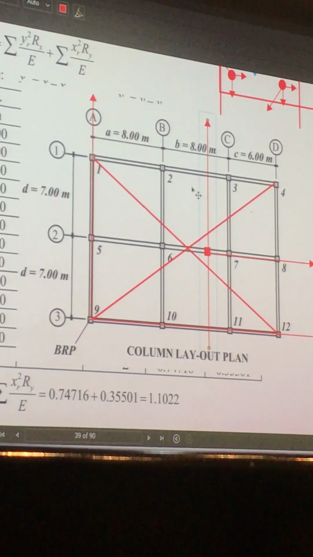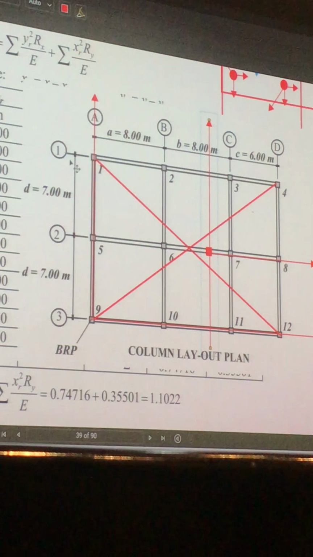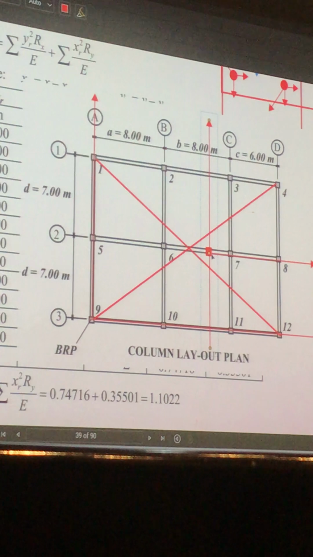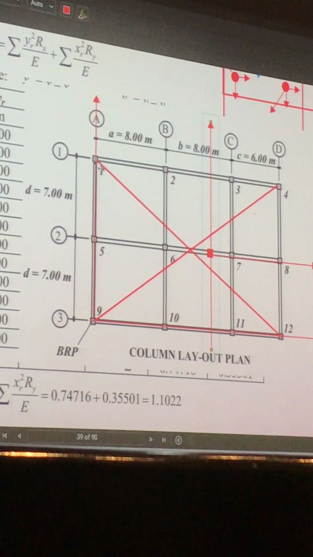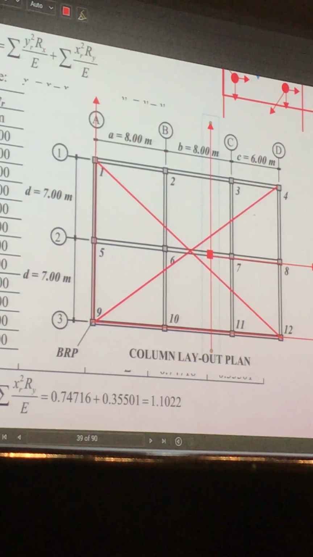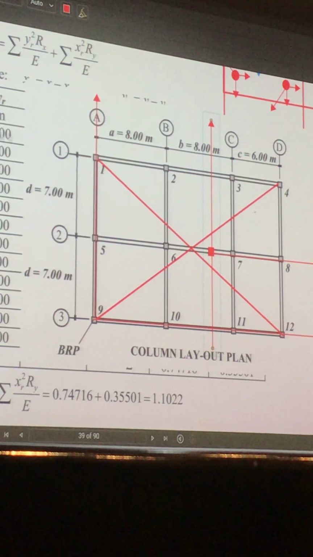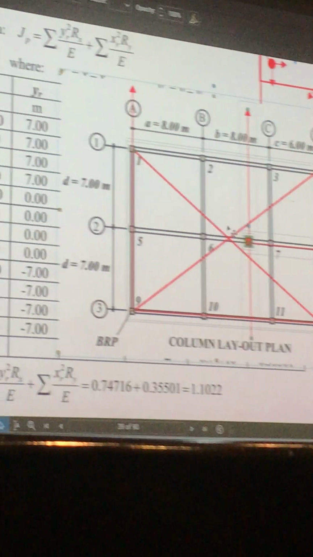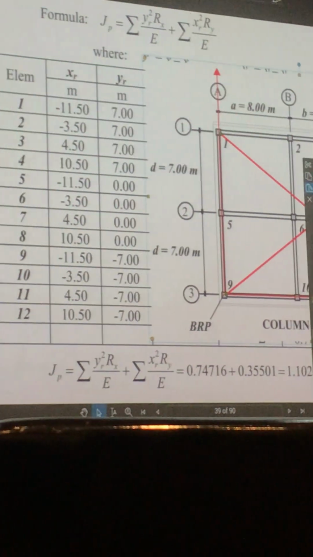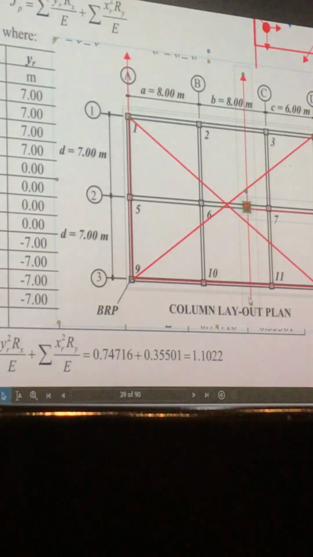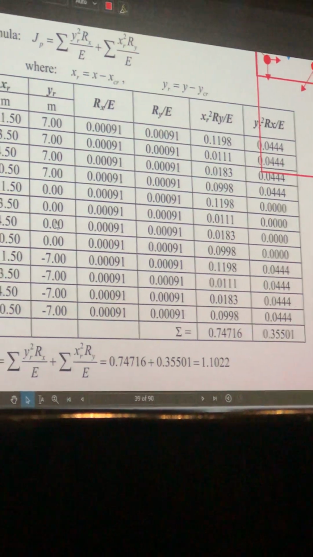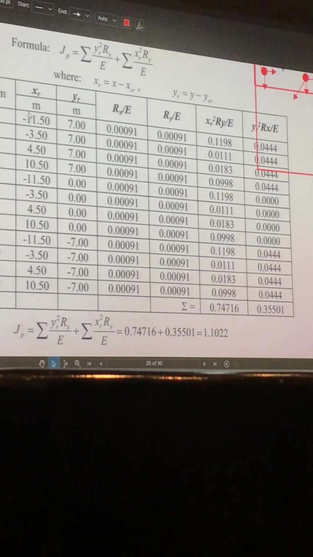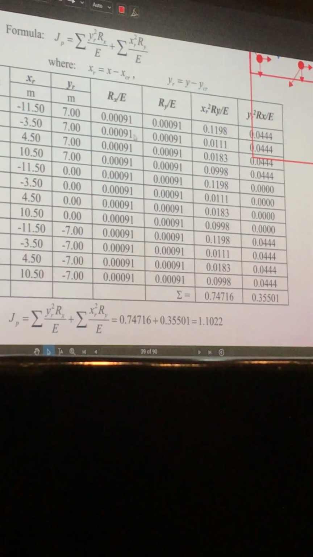So that is on the second quadrant, no? So x coordinate is negative 11.5. Y coordinate, gikan dire paingon vertically towards the point, element 1 is 7. Okay? So, inugna na nato na pag-obtain. So once you have the tabulation for the coordinates based from the center of rigidity, then you can proceed, no?